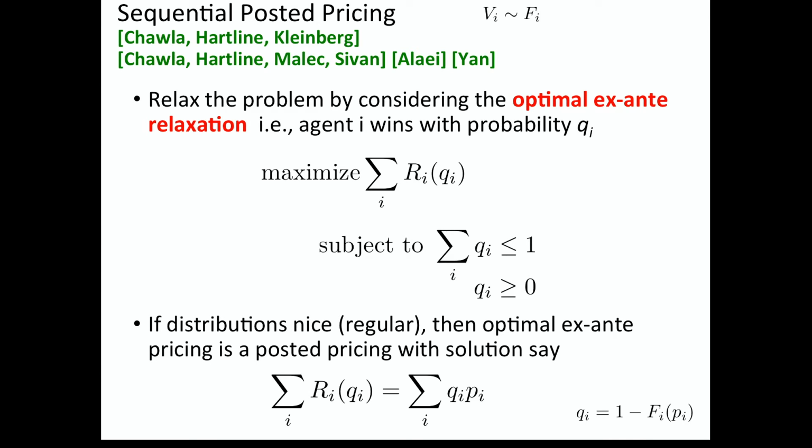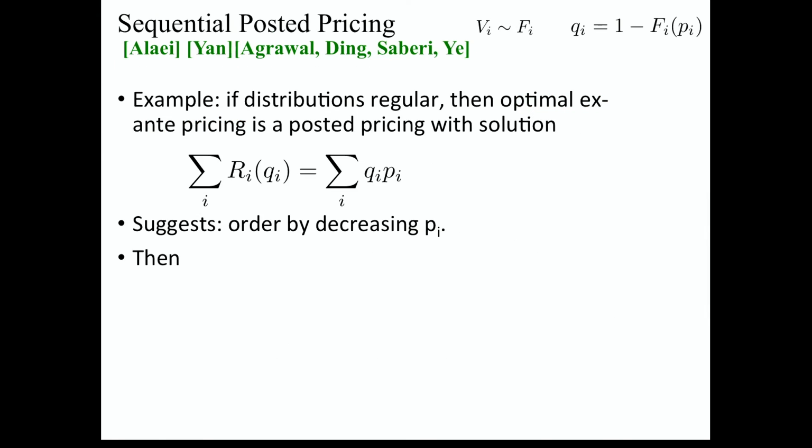The problem is that I'd be sampling for each of these distributions. I'd be tossing a coin for each agent separately and independently, whether or not they're willing to accept that price. And when I do that, I might end up selling more than one item. It may be that more than one of them is above the price. And that's not feasible for me in the real setting. Okay?